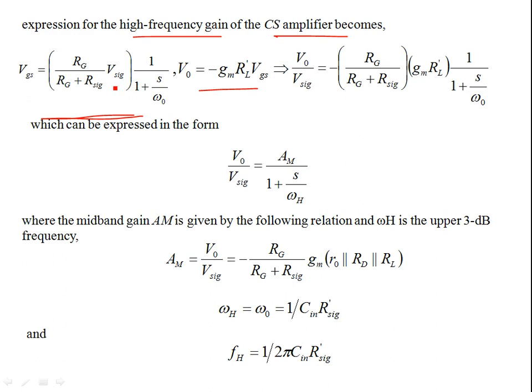So you have over here, you just bring for VGS. For VGS, this simply becomes V naught over minus gm RL. You can just put the expression for VGS from here to there, and you can bring V naught in this expression. Then the ratio of V naught by V signal is of this form.